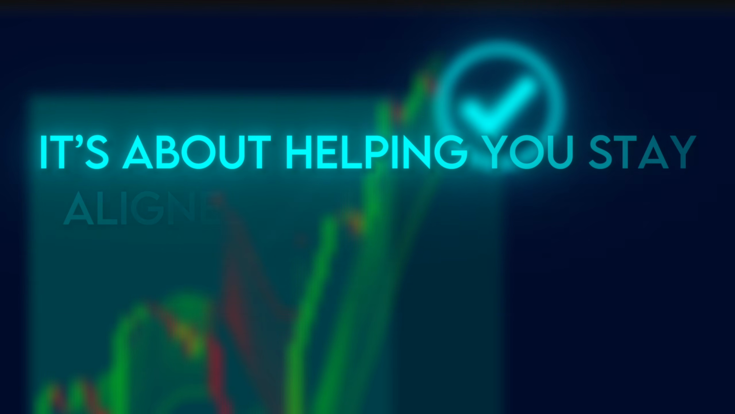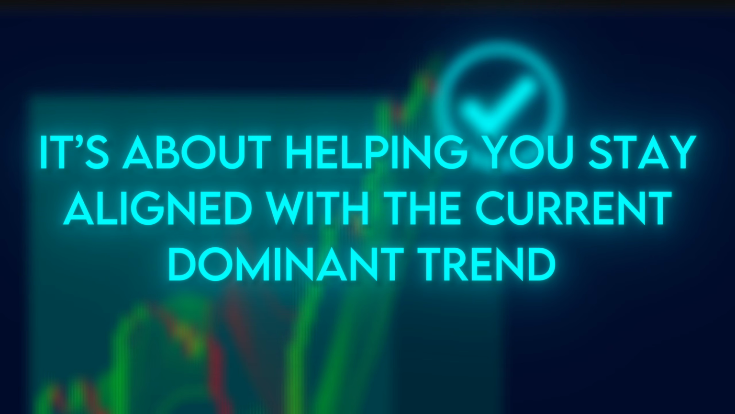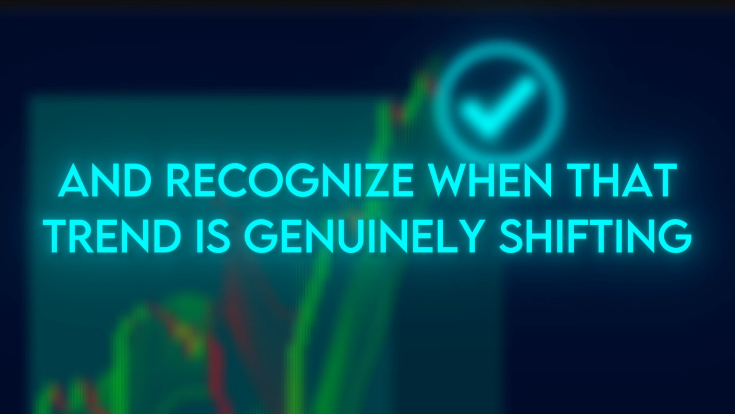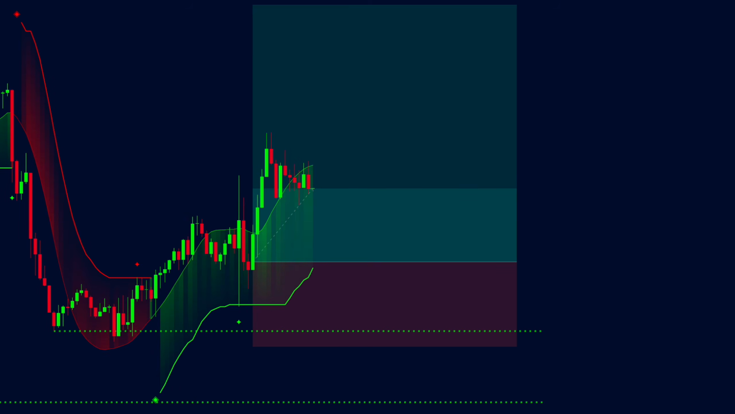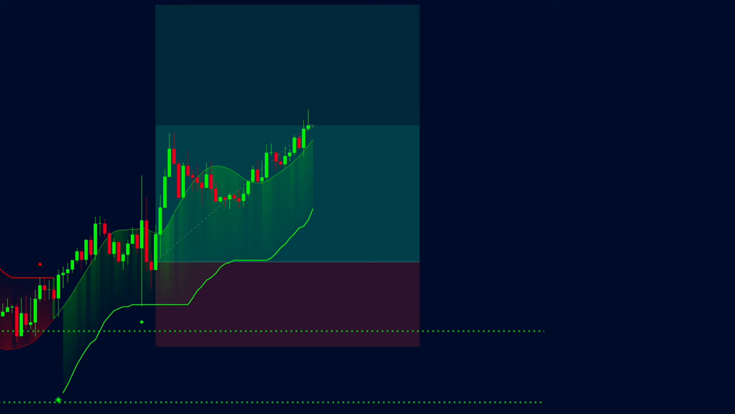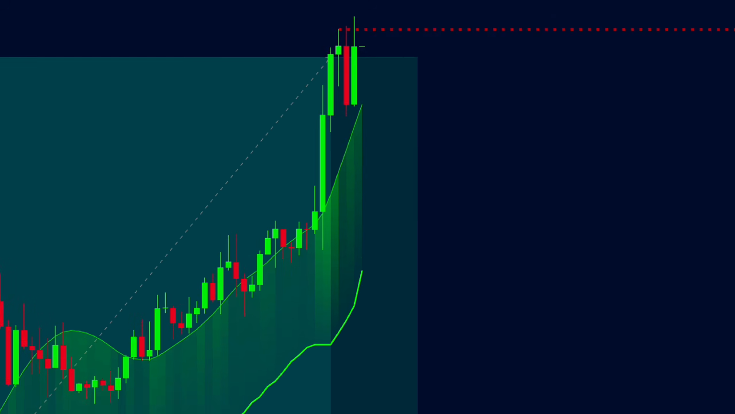In gold, the saber line frequently acts as dynamic support or resistance, so placing stops just beyond it often makes practical sense. At the end of the day, this indicator isn't about predicting the future, it's about helping you stay aligned with the current dominant trend and recognize when that trend is genuinely shifting. Instead of reacting emotionally to every candle, you let the adaptive structure guide your decisions. And when your decisions are guided by structure instead of impulse, consistency becomes much easier to achieve.